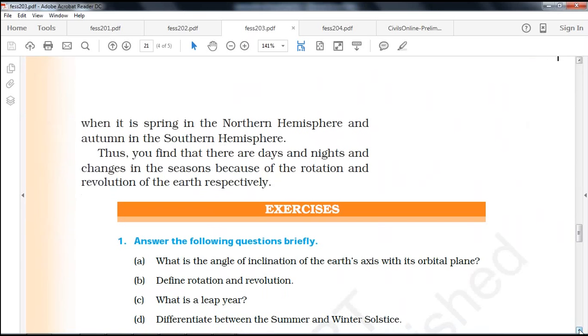So we realize Earth has two motions: one is rotation and one is revolution. Rotation is around its own axis, around itself, and it takes 24 hours. Because of this, days and nights happen, and Earth's axis is tilted 23.5 degrees. Then there is the second motion, called revolution, around the sun in an elliptical orbit. Because of the revolution of Earth, seasons happen in the northern and southern hemispheres.